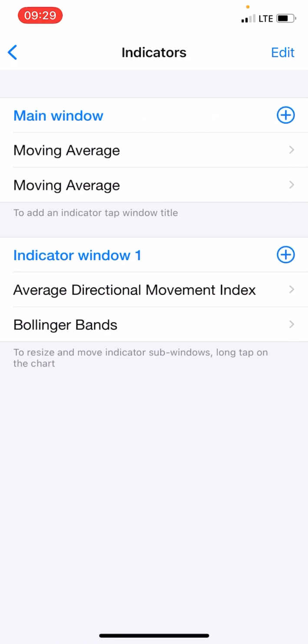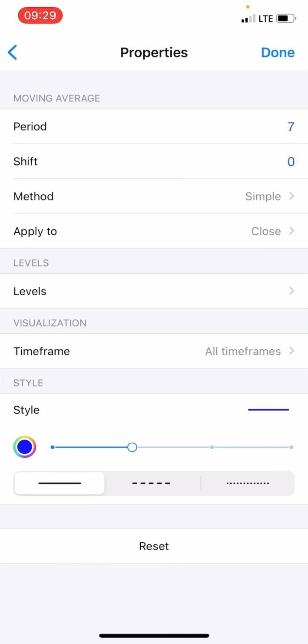So now onto the settings for this. The first moving average uses a period of 7. The shift is 0. The method is simple. Apply to close. There are no levels. Time frame is all time frames, and you use the color I used.